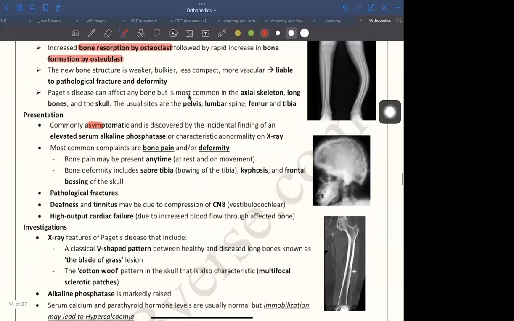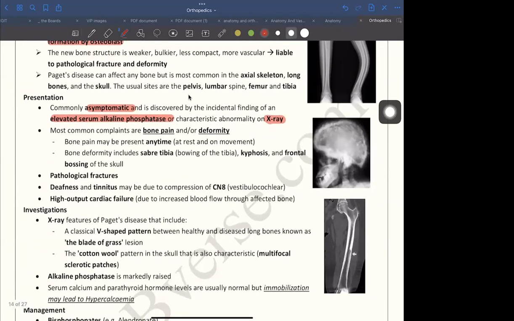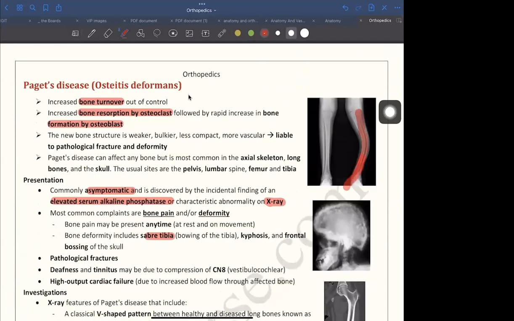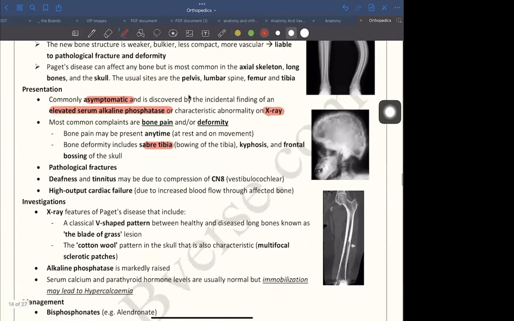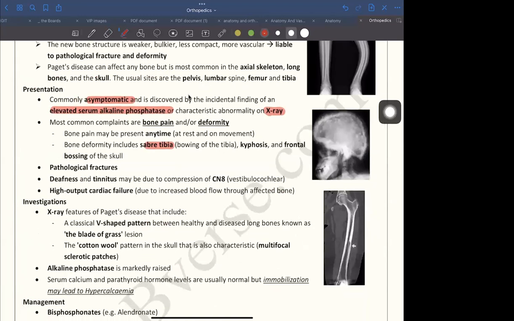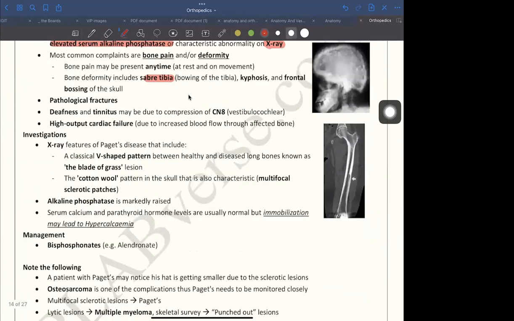It might be asymptomatic, with just increased alkaline phosphatase and the appearance on X-ray. Most of the time, there might be bone deformity. There is something called saber tibia, which is bowing of your tibia, just like this one, all right? Or bossing of the skull or kyphosis, which might lead to pathological fractures, deafness and tinnitus, as mentioned, and high output cardiac failure due to the increase in hemodynamic circulation.